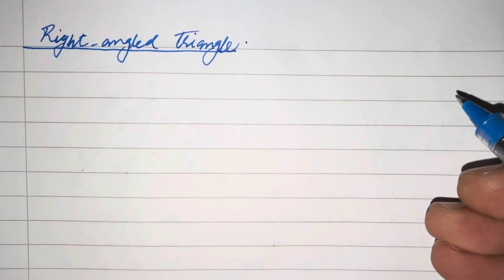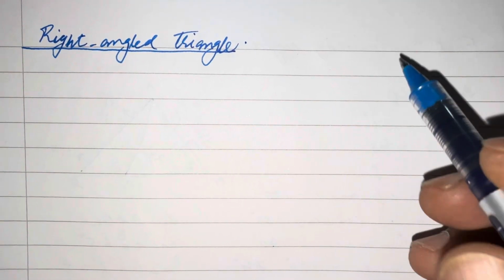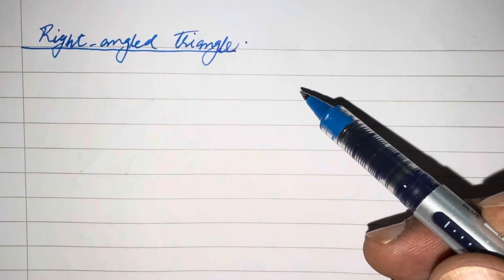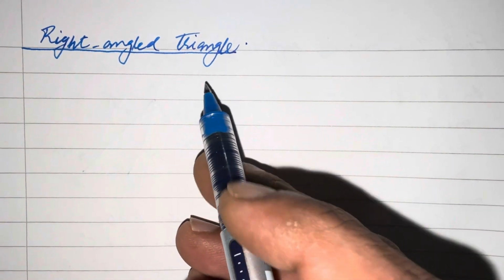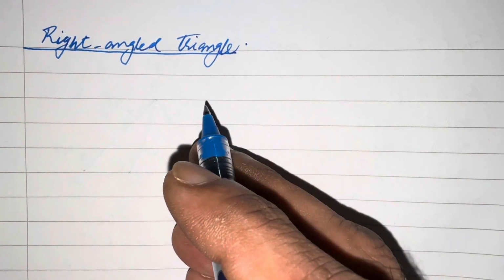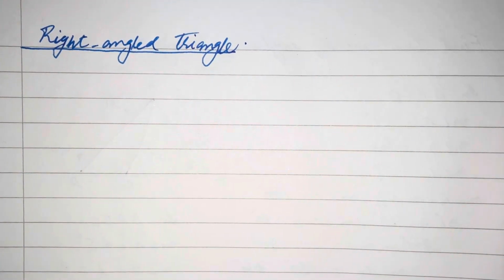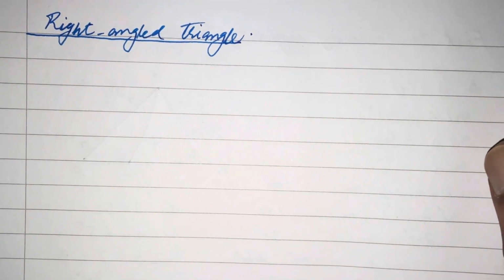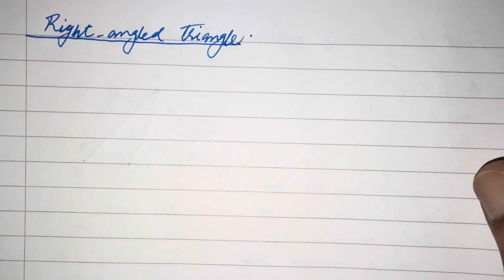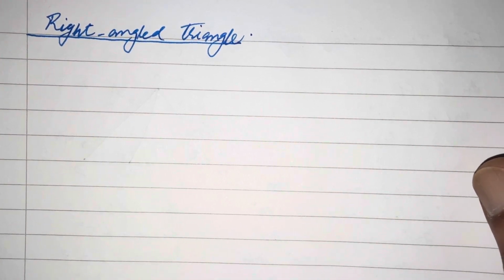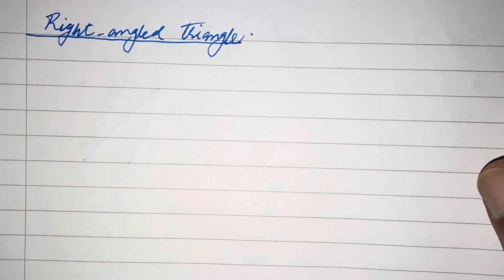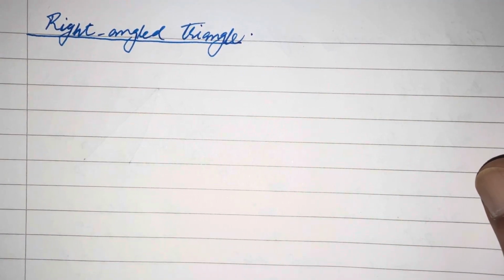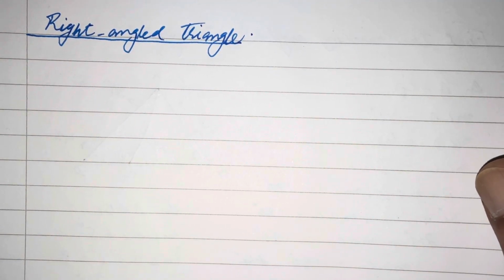So in our today's lecture, we are going to learn something about the right angle triangle. As you know, in our previous lectures we learnt how we can find the angles in the triangles. We drew different shapes of triangles, and then by using the properties of the triangle we found the different angles of the triangle.